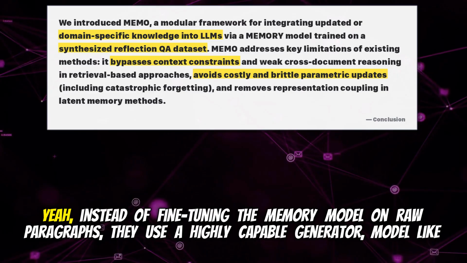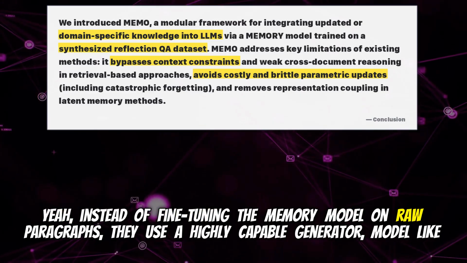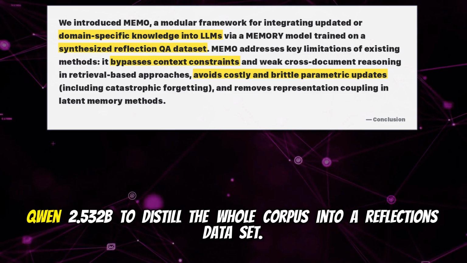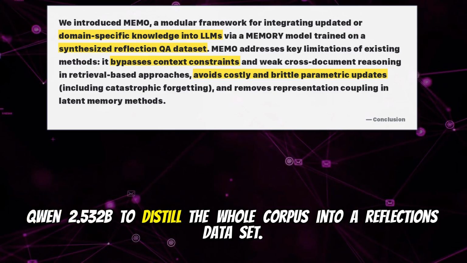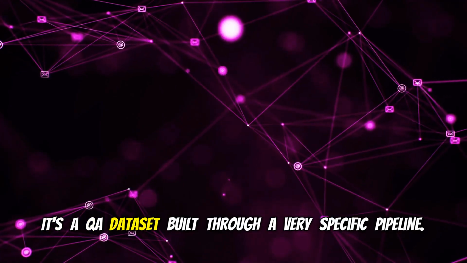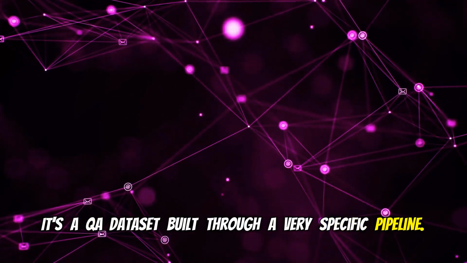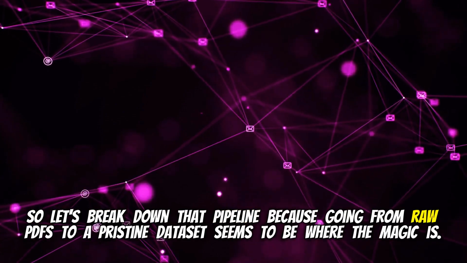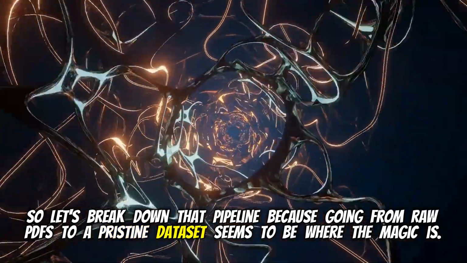Oh, interesting. Yeah, instead of fine-tuning the memory model on raw paragraphs, they use a highly capable generator model like Qwen 2.5 32B to distill the whole corpus into a reflections dataset. Right. It's a QA dataset built through a very specific pipeline. Exactly, before the memory model ever sees it. So let's break down that pipeline, because going from raw PDFs to a pristine dataset seems to be where the magic is.